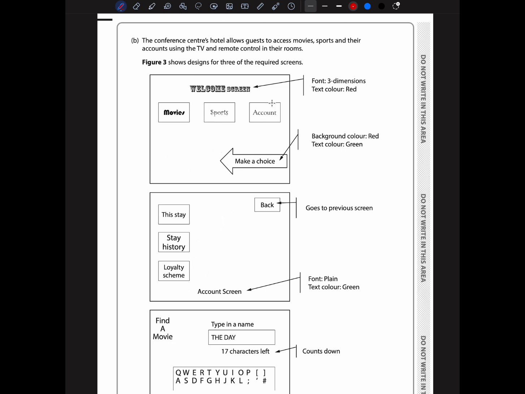Here they are saying that they are using a 3-dimension font, and the text color is red. Okay, here they're saying make a choice, background color red and the text color is green. Here they added a back button to go to the previous screen. If they want to go to the previous screen, they have 3 options. This is taste history, loyalty scheme, and the account screen. The font of this account screen is plain, and the text color is green.